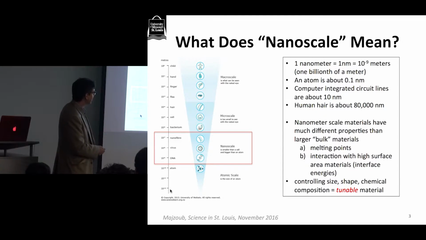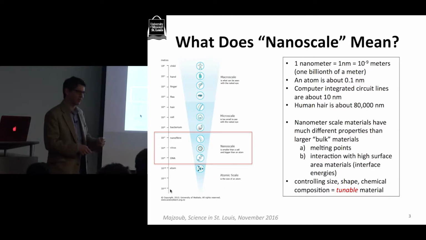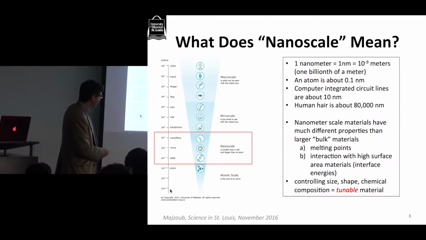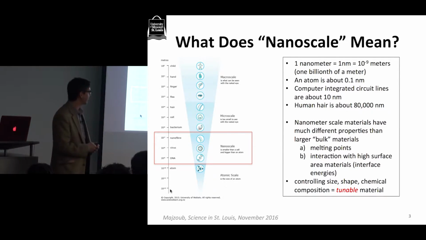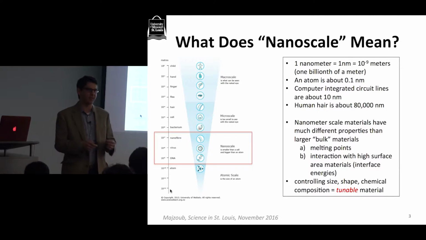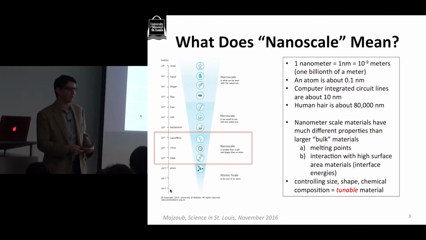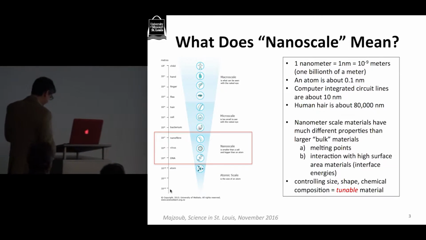And just to give you some examples, you can change things like the melting points of materials to a large degree if you get them very small. You certainly change their interaction with other high surface area materials, and this is the interface energies. And I'll tell you more about this as we go on. So what we're trying to do largely here is control the size, the shape, and the chemical composition of materials at the nanoscale. And that allows us to really tune the properties of materials to things that are more useful for our applications.